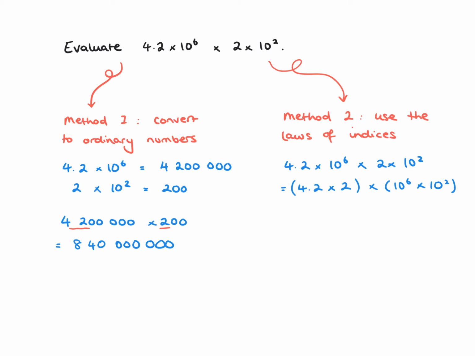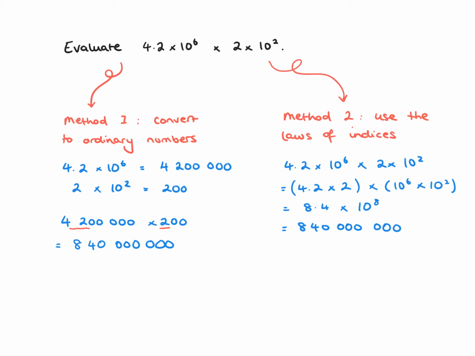And then we're going to evaluate everything inside each set of brackets. 4.2 times 2 is 8.4. And then when we multiply two numbers whose bases, that's the big number, are the same, we simply add their powers. So we get 10 to the power of 6 plus 2, which is 8. And so 4.2 times 10 to the power of 6 times 2 times 10 squared is the same as 8.4 times 10 to the power of 8, which we once again can write as 840 million. Essentially, we move all the digits to the left in the number 8.4 8 times.